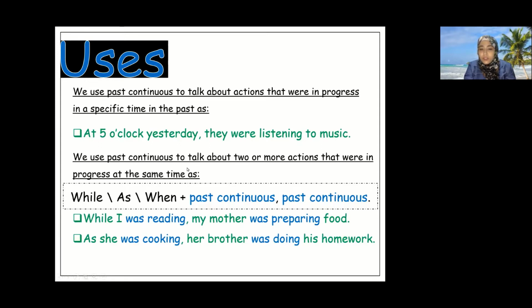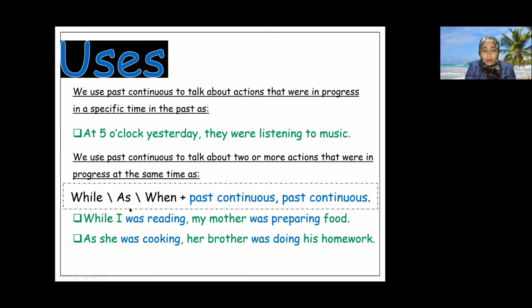And we use the past continuous to talk about two or more actions that were in progress at the same time. For example, we have while, as, when. After it, what? Past continuous, and the other one will also be past continuous. So if we have more actions that were in progress at the same time, we use past continuous with past continuous if we have while, as, when.